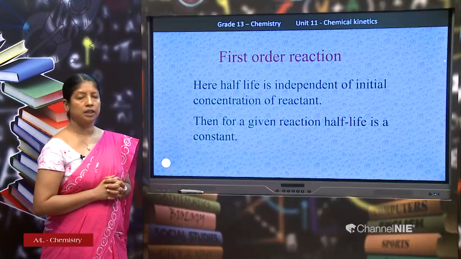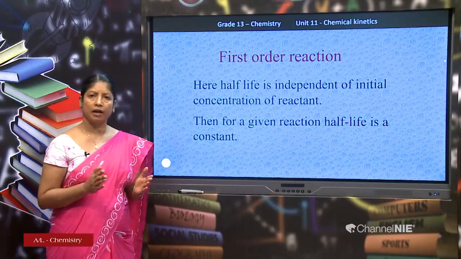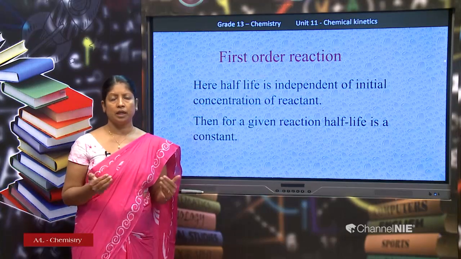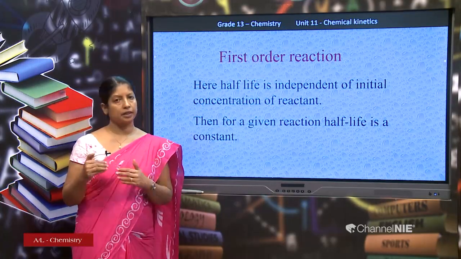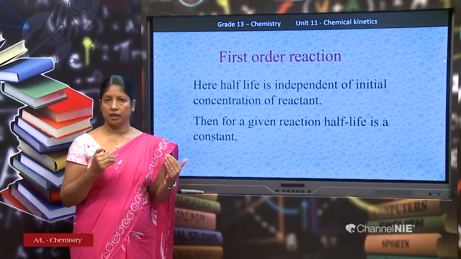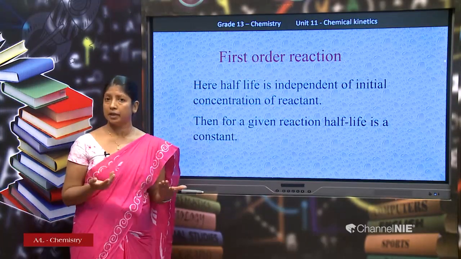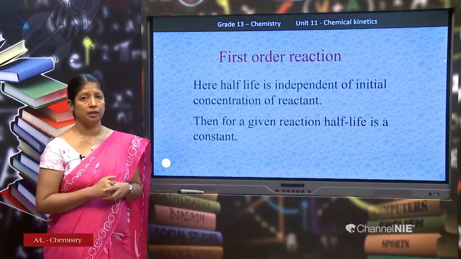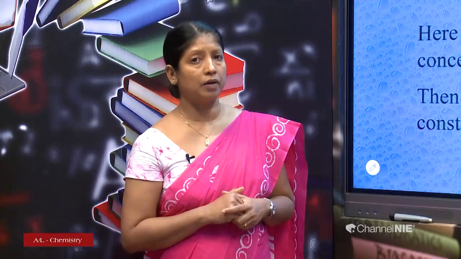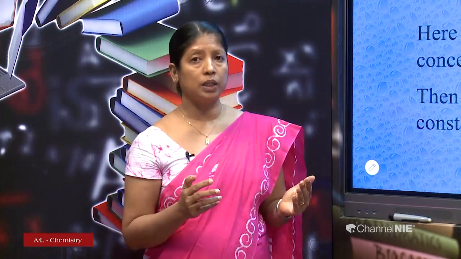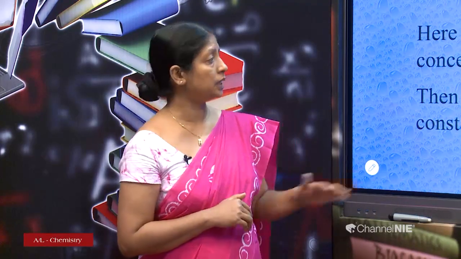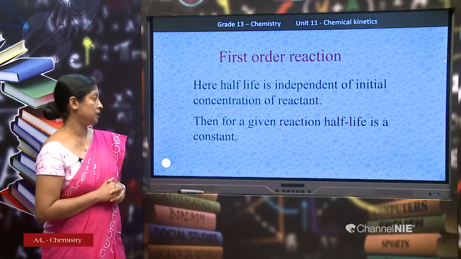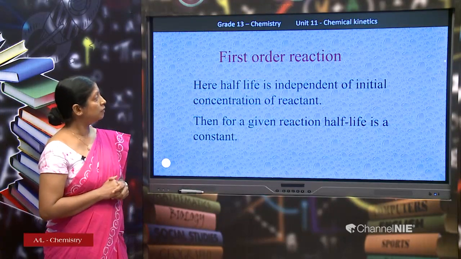In a first order reaction, the characteristic feature is that half-life is a constant. What is the meaning of that? Half-life is a constant means whatever the given concentration, it gets reduced to half in a certain time period. If you have a different concentration, that also gets reduced to half in the same time period. In simple words, it does not matter what the initial concentration is, the time required to reduce the given initial concentration to half is a constant. That is the characteristic feature of a first order reaction.